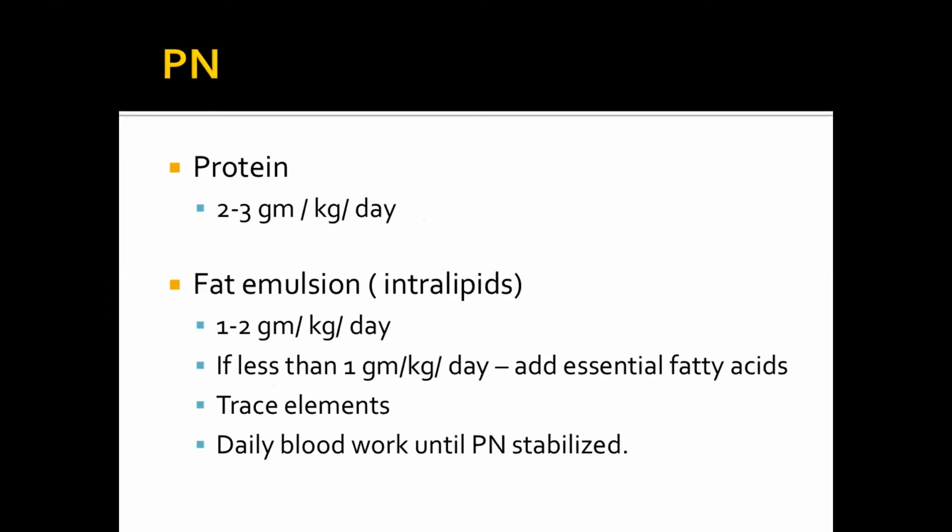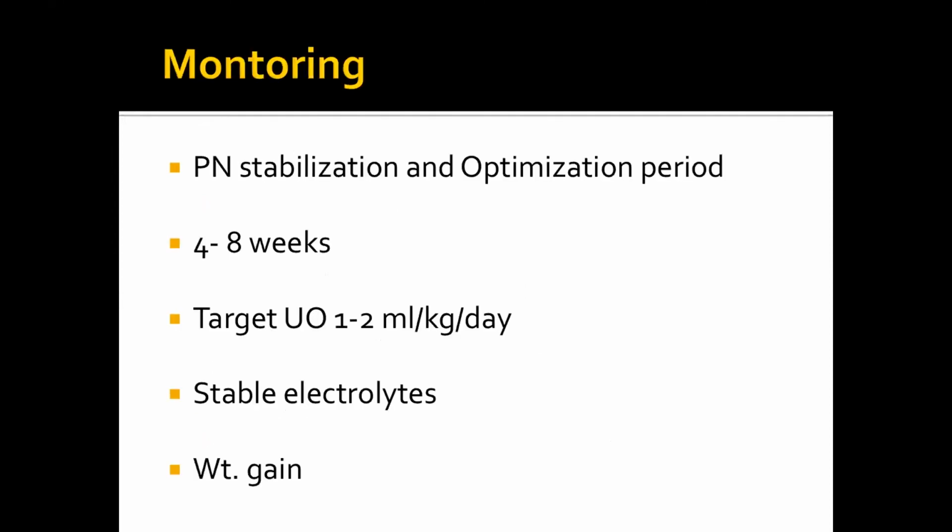Calculation. The protein requirement should be anywhere between 2 to 3 grams per kilogram per day. Fat emulsion or intralipids, you try to aim for 1 to 2 grams, or 1.5 to 2.5 grams, should not exceed 2.5 grams per kg per day. For any reason, if you are giving less than 1 gram per kg per day, you need to add essential fatty acids. Trace elements and daily blood work until PN stabilized. You need to monitor the patient carefully.